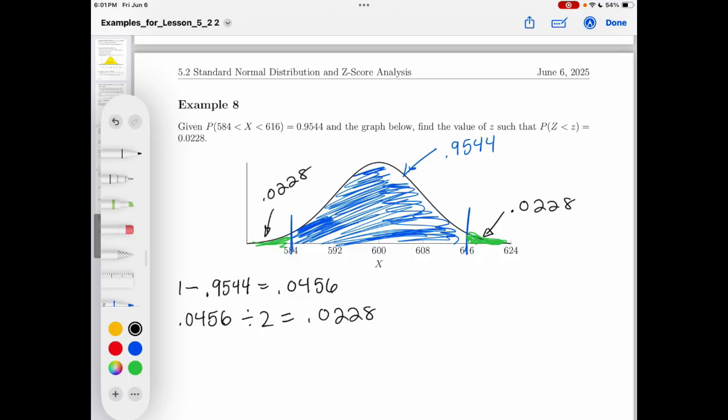And you can double check to make sure that they all add up to 1. It's not a bad idea to do that. If you take 0.0228, 0.9544, and 0.0228 and add them up, you should get 1.